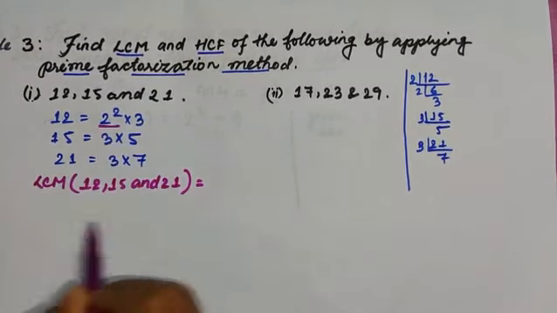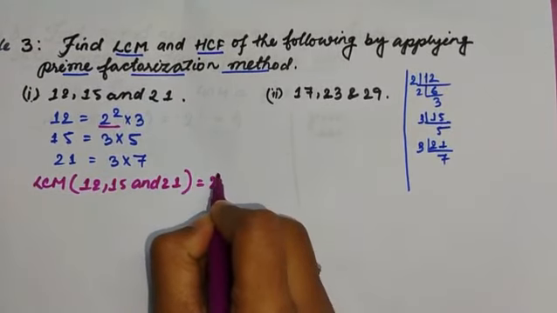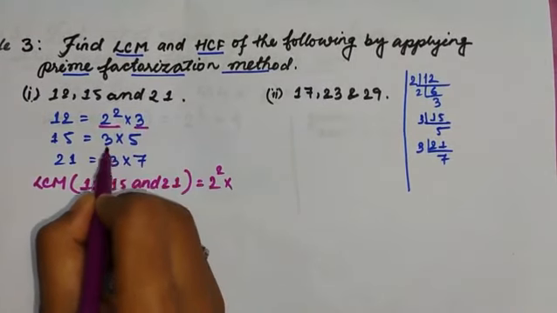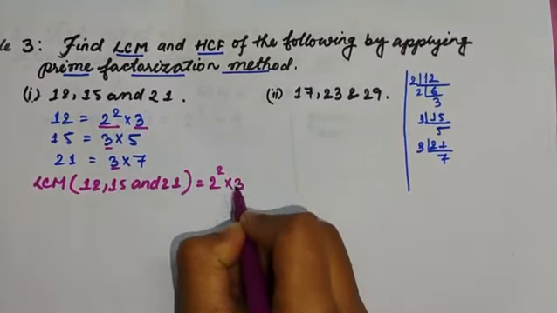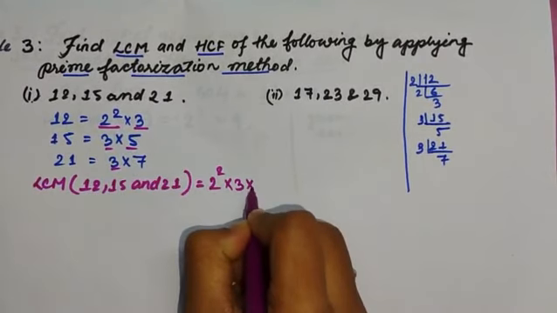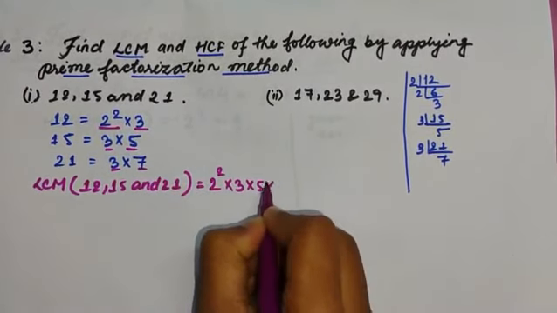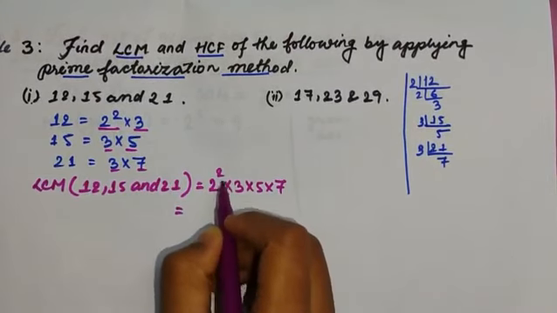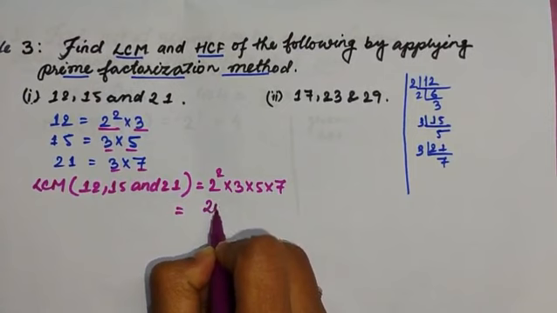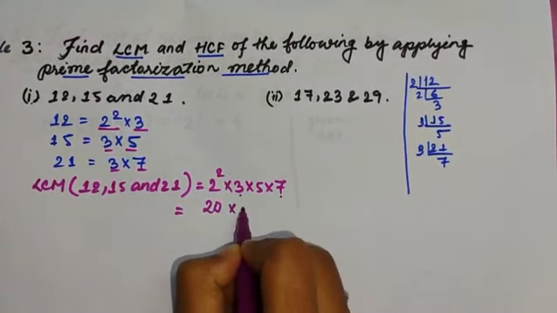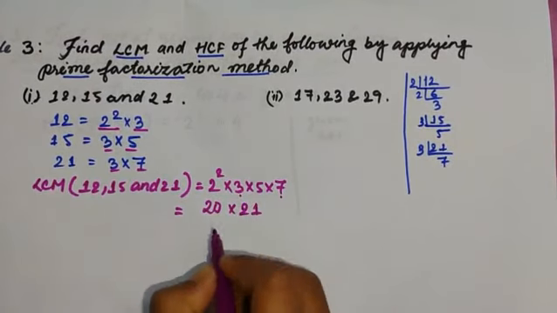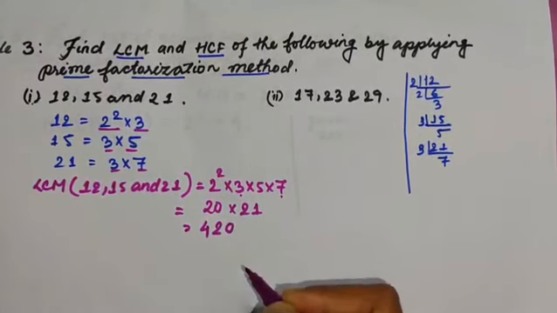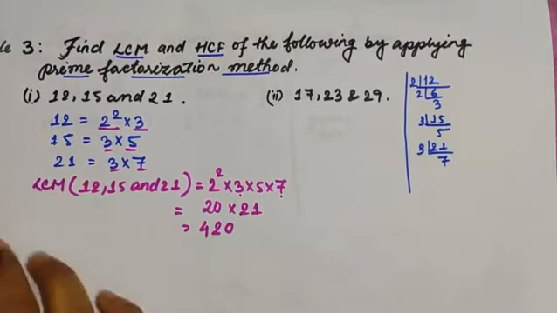First, the prime number 2. Its highest power is 2 to the power 2. Multiply 3, its highest power is 1. Multiply 5. Multiply 7. Okay, now if you multiply this, 4 times 3 is 12, 12 times 5 is 60, 60 times 7 is 420. The LCM will be 420.